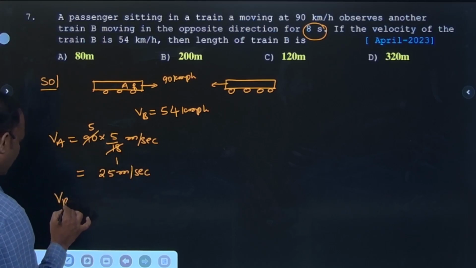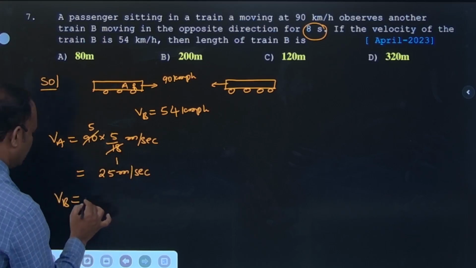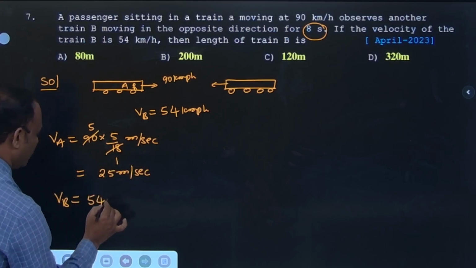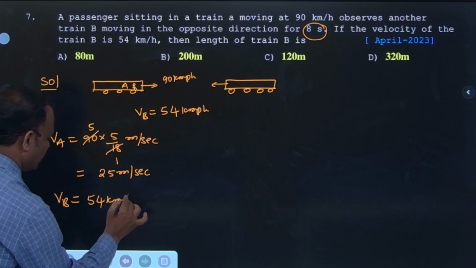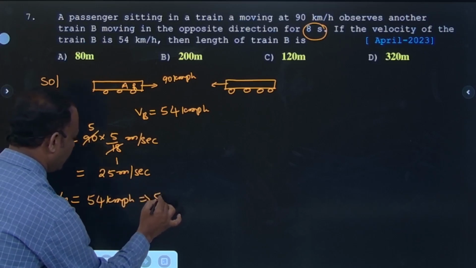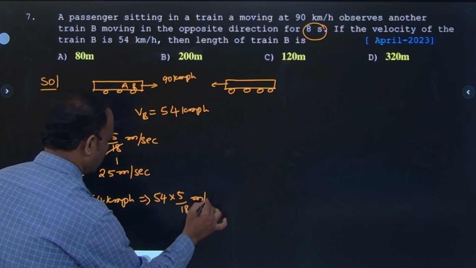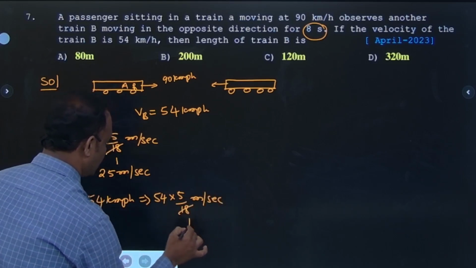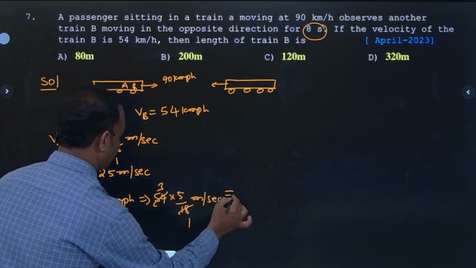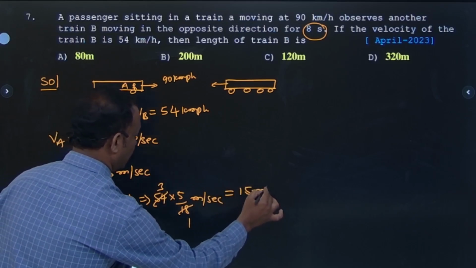The velocity of train B is given as 54 kmph. So this is 54 into 5 by 18 meter per second. 18 threes are 54, so the answer is 15 meter per second.